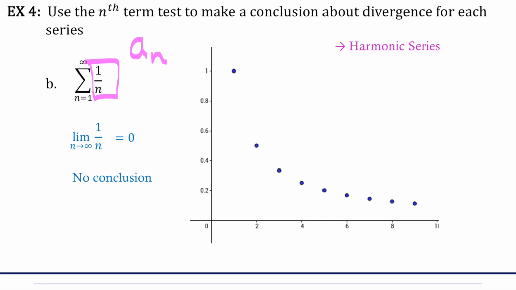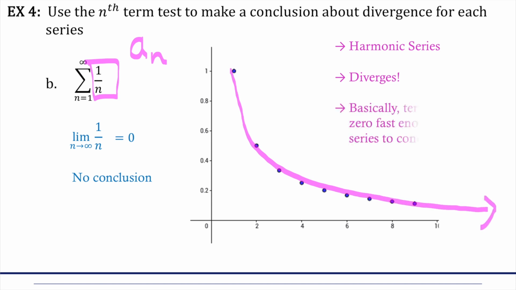This is what we call the harmonic series, and we're going to learn more about this in some upcoming lessons. And this series actually diverges. You can see that the terms are getting smaller and smaller, but basically the terms don't get to 0 fast enough for the series to converge. It's really interesting how that works. You can look up various proofs on that one if you are so inclined.